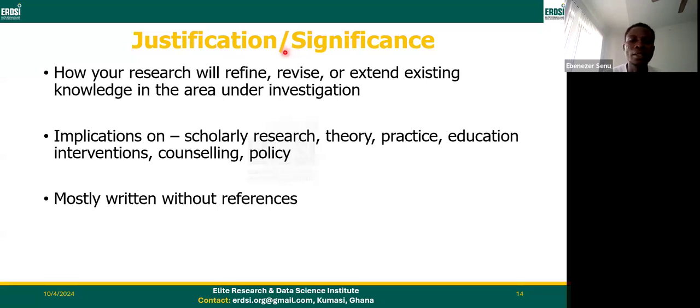All these things are subheadings for a thesis. In a publication, all these are under just one heading, the introduction. We don't separate them.